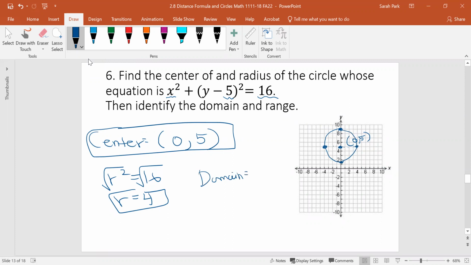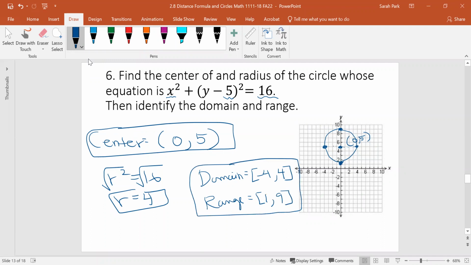Now the domain is from the leftmost x value, which is −4, to +4. So those are the x values of the circle. The range goes from the lowest y value, which is, it looks like, did I go down 4 from here? Looks like 1 to 9.